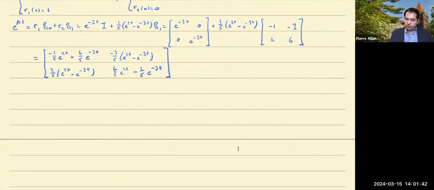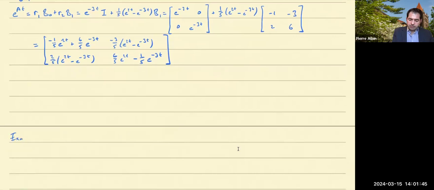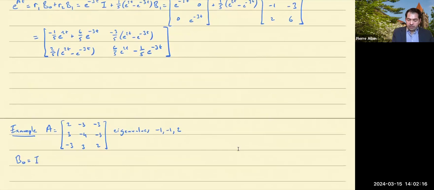Right. Next, let's do a 3×3 example. So suppose we're looking at the matrix 2, 3, minus 3, minus 3, minus 4, 3, minus 3, minus 3, 2. So here we've found the eigenvalues are minus 1 with multiplicity 2, and then 2, multiplicity 1. So B0 would be the identity matrix. B1 would be A plus the identity.